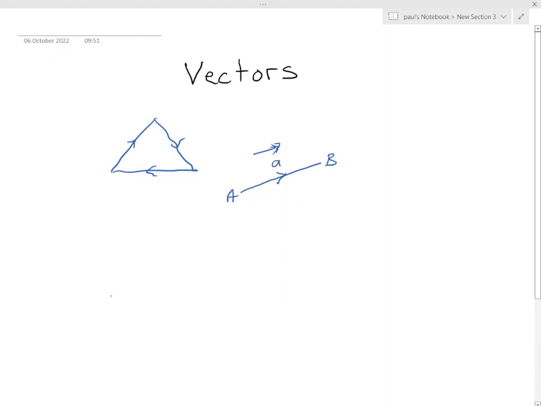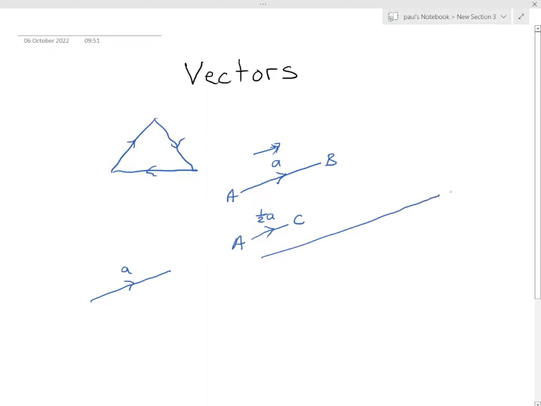So if I have another vector down here and I call that one a, it's exactly the same as this one. It's the same direction and it's the same length. It doesn't matter where you start from, you will do the same thing. Now if we have another vector starting at A, but this time it's only half as long, then it will be half the vector a.